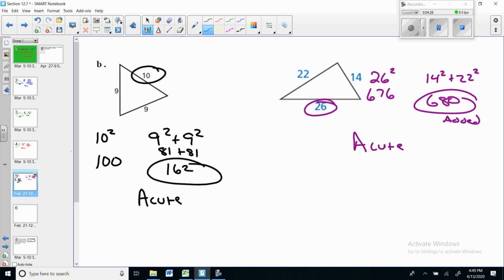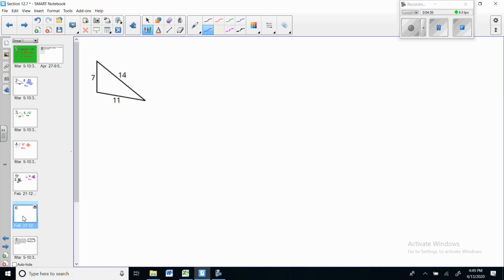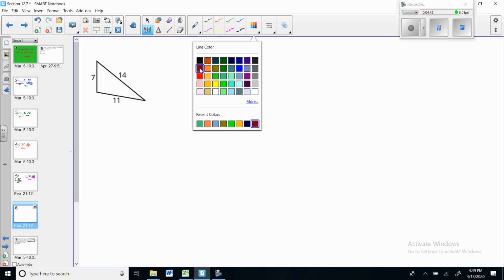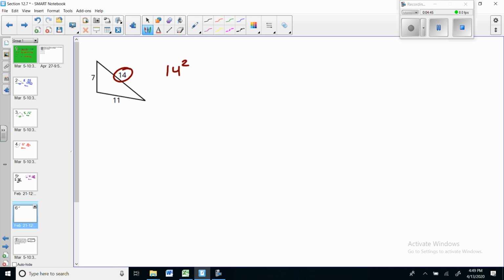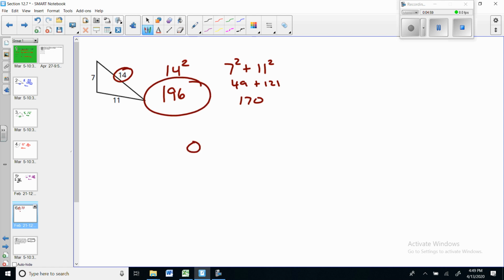Any questions on that? Okay, here's one last example with the picture. Okay, we're going to compare our sides, and our sides are going to be C at 14, and my two sides I'm adding together are 7 squared and 11 squared. 14 squared is 196, 7 squared is 49, 11 squared is 121, so that gives me 170. My single side is bigger, the 1 is bigger, so the triangle is obtuse.